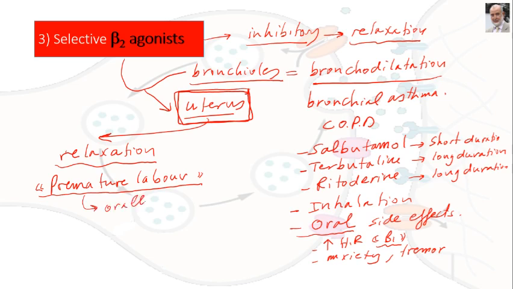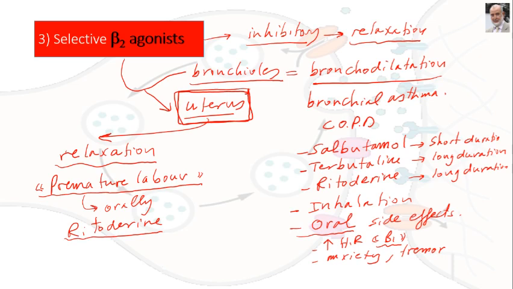The most commonly used in this case, which is marketed for this purpose, is ritodrine and its congeners. So ritodrine was licensed in USA, or given FDA approval, for use in treatment of premature labor. Okay, so these are the selective beta-2 agonists and their clinical uses.